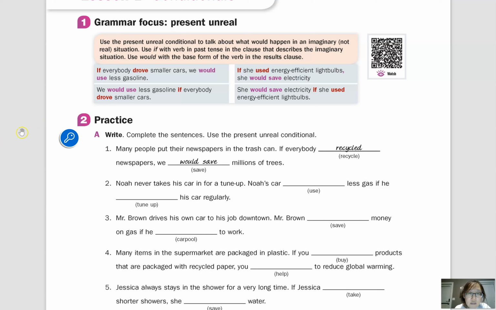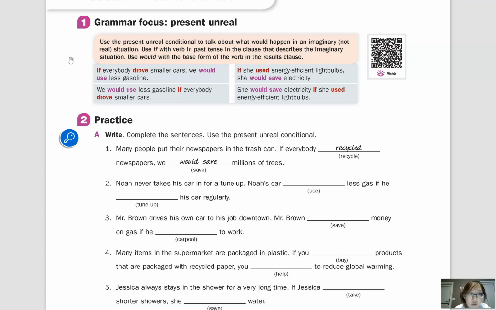Okay, so let's look at our book again. And I want to make a quick comment about using be verbs. If you notice in these sentences, the imaginary situation uses action verbs. So if everybody drove smaller cars, or if she used energy-efficient light bulbs, these are action verbs, drive and use. So that's why we use if with the verb in past tense, drove and used, in the clause that describes the imaginary situation.